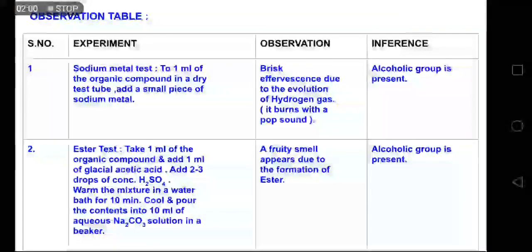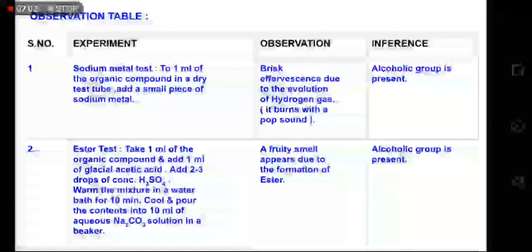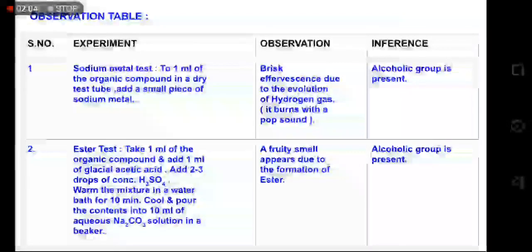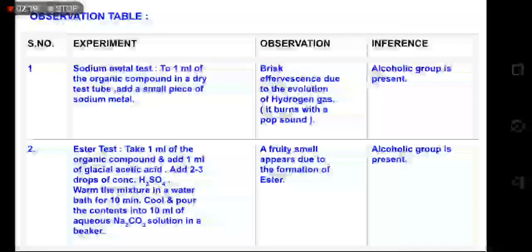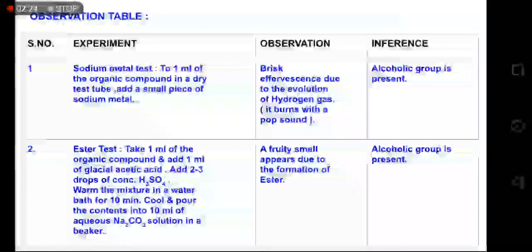Cool and pour the contents into 10 ml of aqueous Na2CO3 solution in a beaker. Why should we do this? Because when you react alcohol with carboxylic acid, you will get ester. But the extra quantity of acid which remains will not let you experience the fruity smell of the ester.